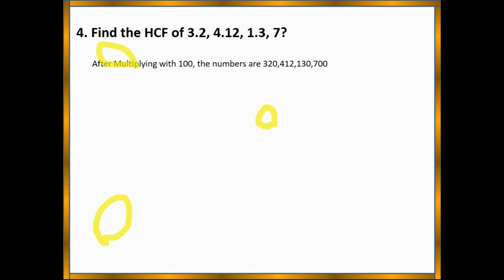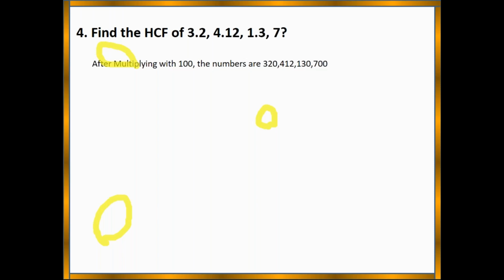We discussed already, whenever they give decimal numbers, we need to convert these decimal numbers into integers by multiplying with 10, 100, 1000, depending on the maximum number of decimal places. In 3.2 there is only one decimal place, in 4.12 there are two, in 1.3 there is only one. Better to take the maximum decimal places, which is 2. So if you multiply with 100, all decimal numbers are converted into integers.